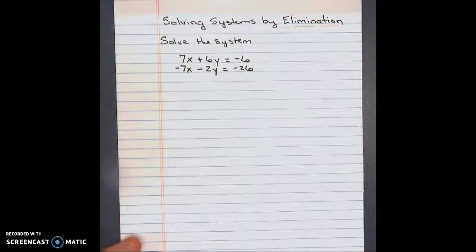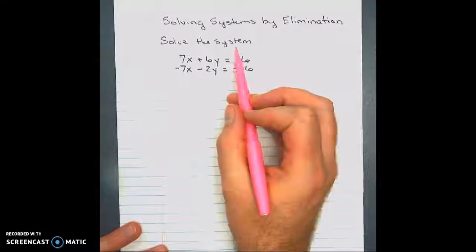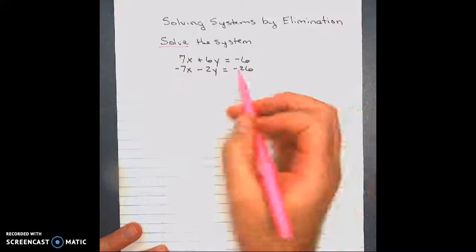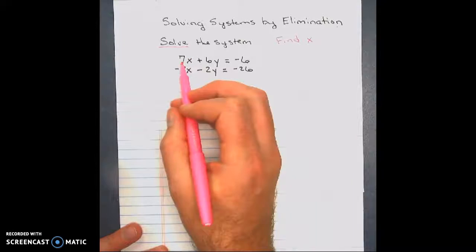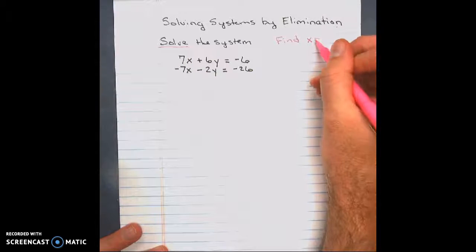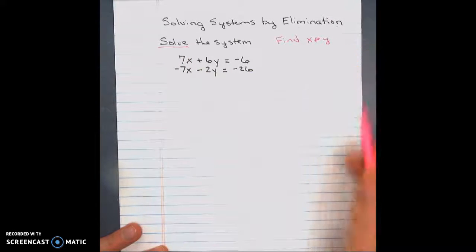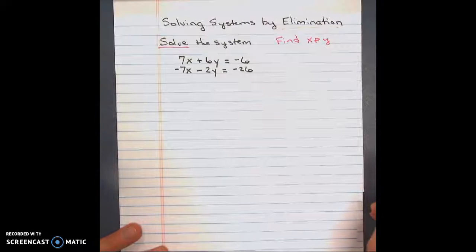So first of all, let's just make sure we're all on the same page. When it says solve the system, this idea of solve is to find the x and y values that are going to make both of these equations true. So find the x and the y. And so we're going to actually have two answers, and that's important when you're solving a system.